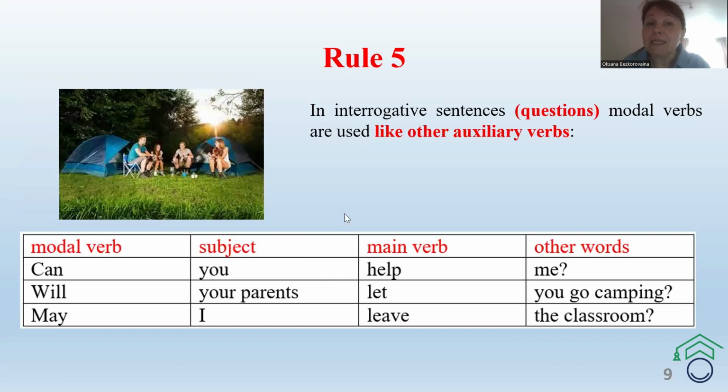Rule number 5. In interrogative sentences, that is questions, modal verbs are used like other auxiliary verbs. The word order is the following. We use modal verb, subject, main verb, and then other words. Can you help me? Will your parents let you go camping? May I leave the classroom? No do, no does. Yeah. Of course, there may be some question words at the beginning of the sentence. Yeah. For example, when will your parents let you go camping? It's possible, but no other auxiliary verbs.